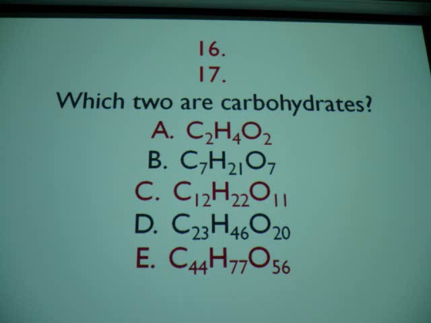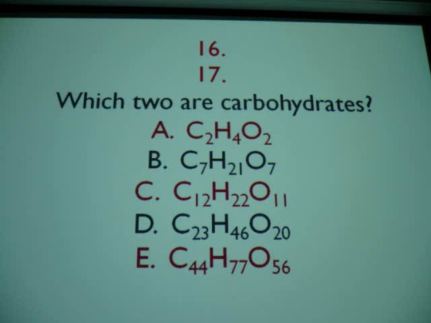Here we look for it. They've all got carbon, right? Now what's the formula for water? Always 2 to 1, right? Now find the 2 up there which are 2 to 1 water. See A up there? 4 to 2. Ain't that 2 to 1?